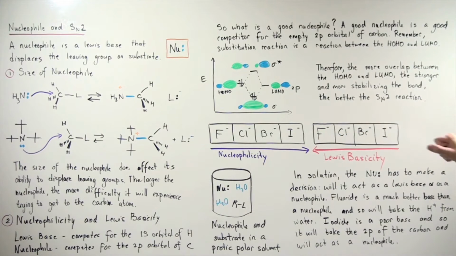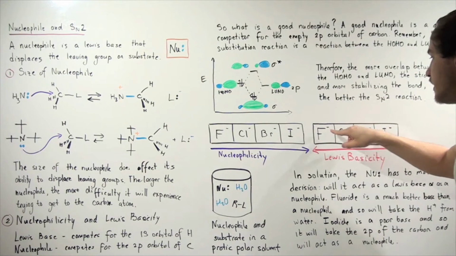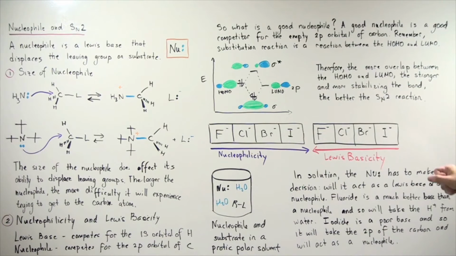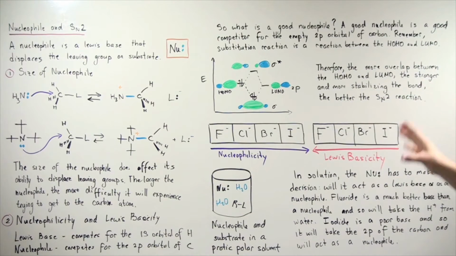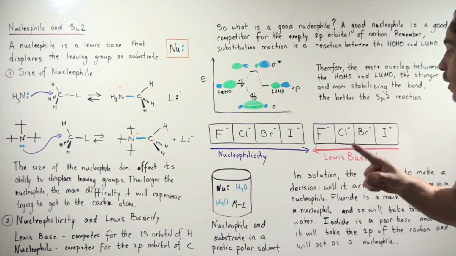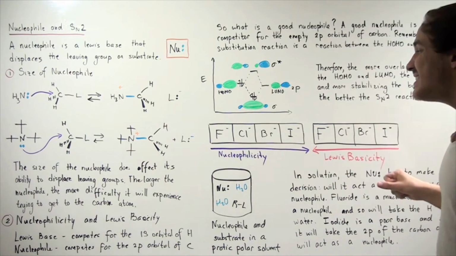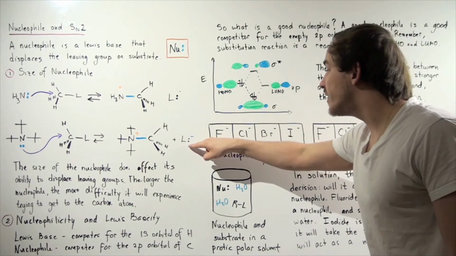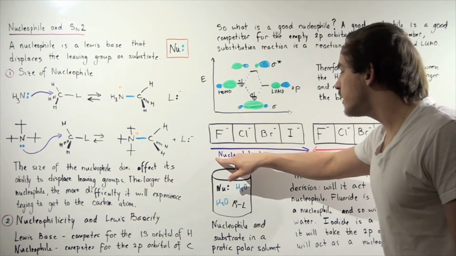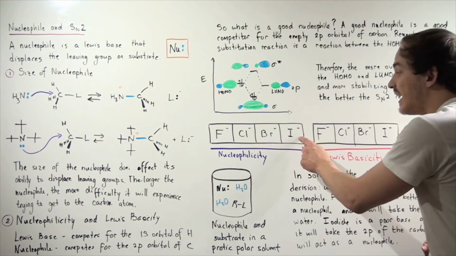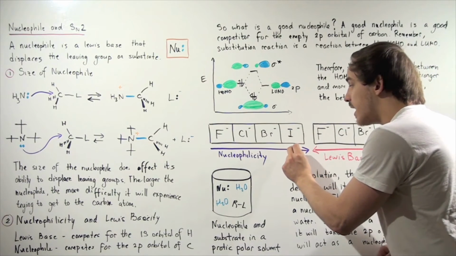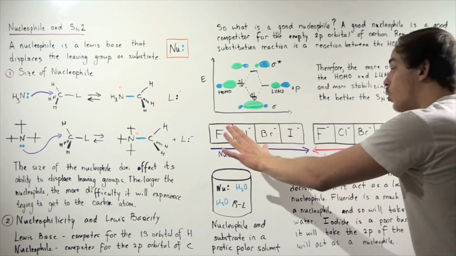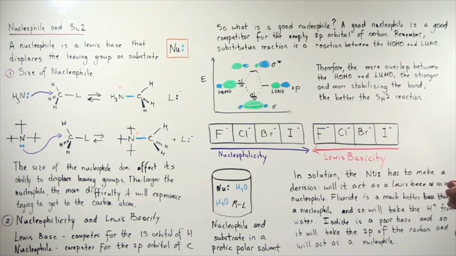So let's begin with this side. Notice as we go from fluorine to chlorine to bromine to iodine, our Lewis basicity increases going this way. So our fluoride is a much better Lewis base than our iodine. However, if we look at the nucleophilicity, we see that as we go in the opposite direction, our nucleophilicity increases. So, iodine is a poor Lewis base, but it's a very good nucleophile. While fluoride is a poor nucleophile, but a very good Lewis base.